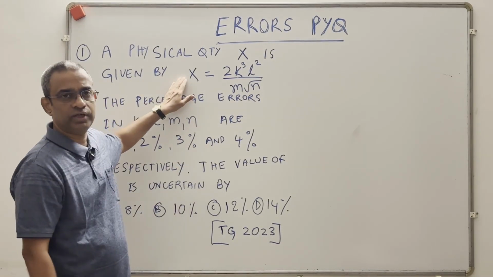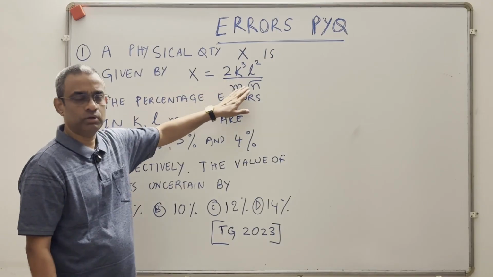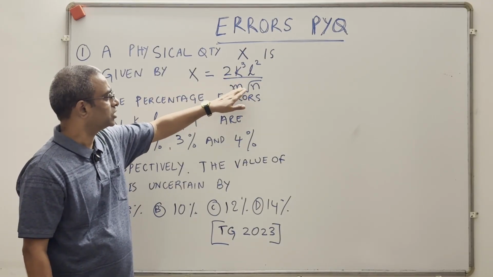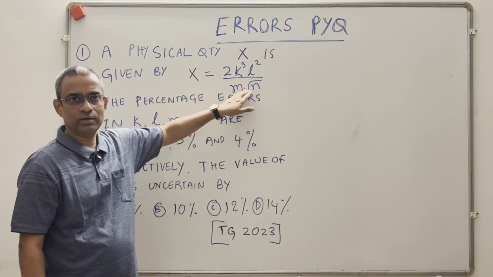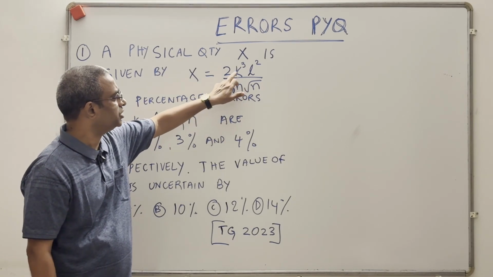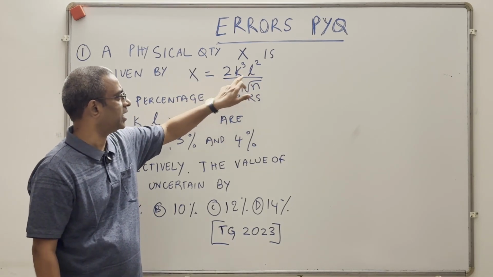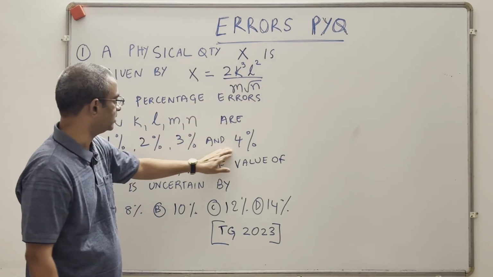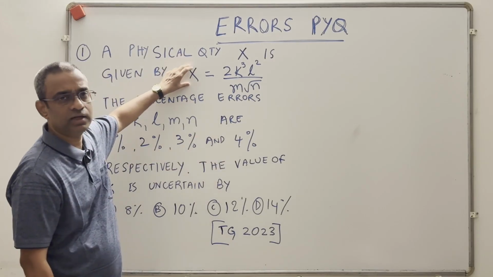Here is an equation where x is equal to some formula, 2k cube L square by m root n. Now they are saying each measurement of k, L, m, n has these errors, and what is the error in the final value of x.